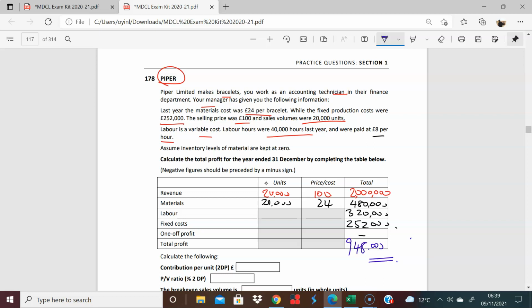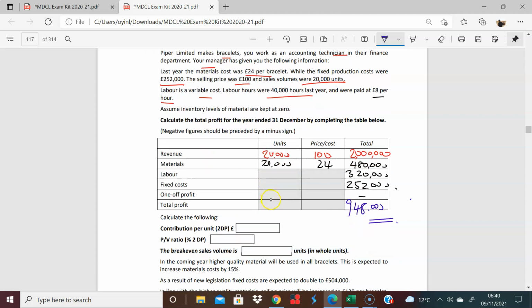Right. Now I just want to break down the information a little. They're asking us, what is the contribution per unit? Well, you were selling for 100, weren't you? And your material was 24. Your labor is the slightly tricky thing here. Remember that you're making 20,000 units with 40,000 labor hours, which in effect means that you're using 2 hours to make each unit, aren't you? 40,000 hours to make 20,000. So that's 2 hours each unit.